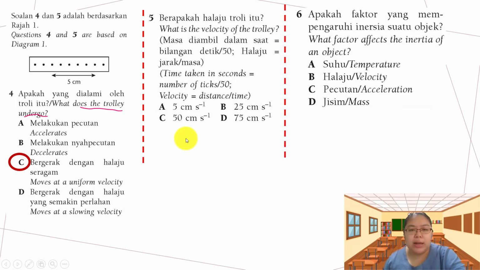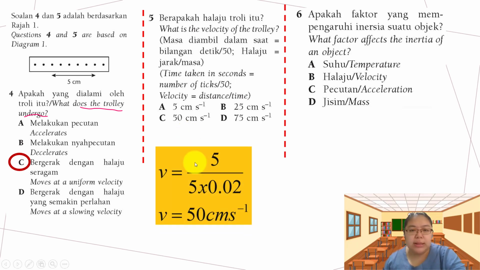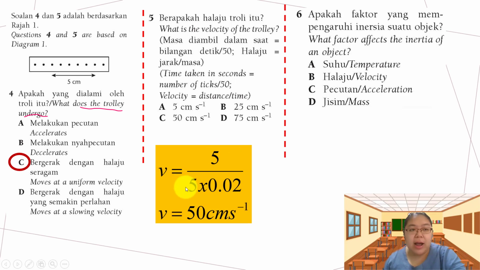Now we do the calculation. The velocity formula is displacement over time. The displacement here is 5 cm, and the time is 5 ticks multiplied by 0.02. Then you get the answer 50 cm s^-1. Because the question uses cm, my answer is also in cm. So from here the answer is C.